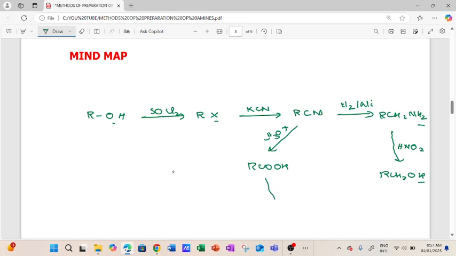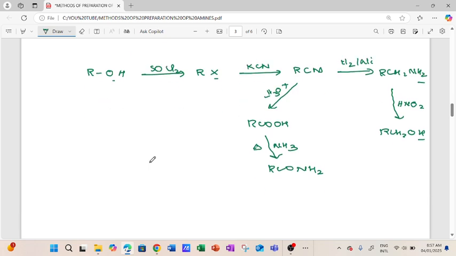And this carboxylic acid can be changed to RCONH2, amide, by adding ammonia followed by strong heating. This reaction is also in that same lesson, acid to amide. Now this amide we can change into RNH2, decreasing one carbon, by using Hofmann bromamide degradation. Or if you add lithium aluminum hydride, reduction using lithium aluminum hydride gives RCH2NH2.